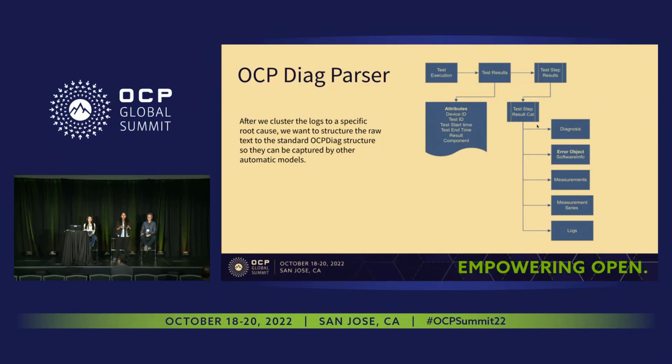So finally, coming to the OCP Diag Parser, as Dan and Yuanlin mentioned, we are converging on the same standards in order to have the similar set of steps to be input as device metadata as well as test metadata within our test and automation framework. All of this also ensures that within the test step results, we add further categories for diagnosis, error objects, measurements, and logging, and helping us to understand how to structure the raw text into a standard OCP Diag structure so that this can be captured by other automated models.